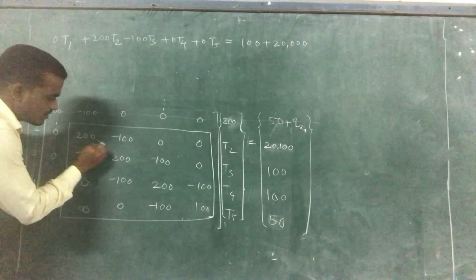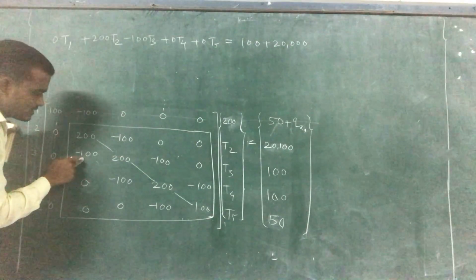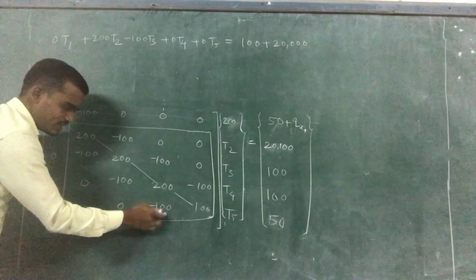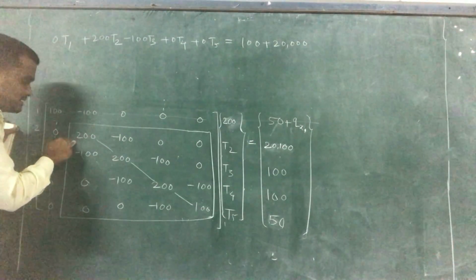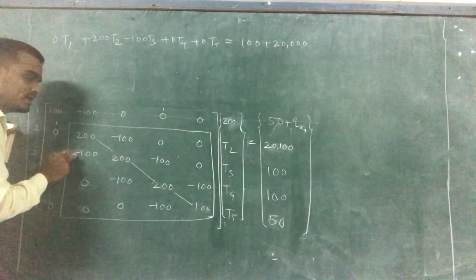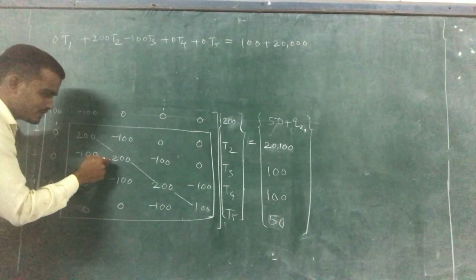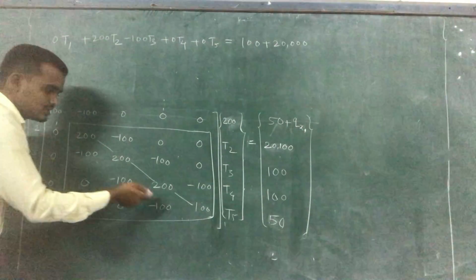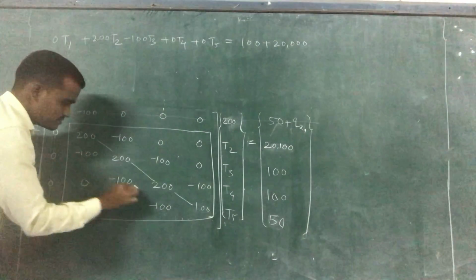We need to make all zero values below this diagonal. So first we need to make this value equal to 0, then this value equal to 0, then this value equal to 0. So how to make this value equal to 0? By row transformation. Multiplying the first row with 1 and second row with 2, and by adding you will get this equal to 0. Similarly, multiplying this second row with 1 and third row with 2 and adding these two rows, you will get this value equal to 0. Similarly, you can apply the same operation on this value. So these three values you will get 0.